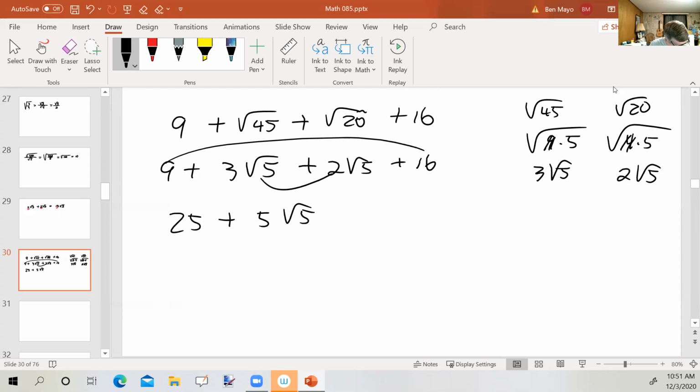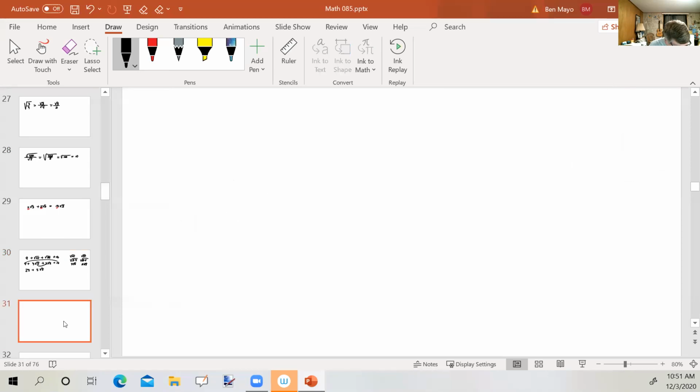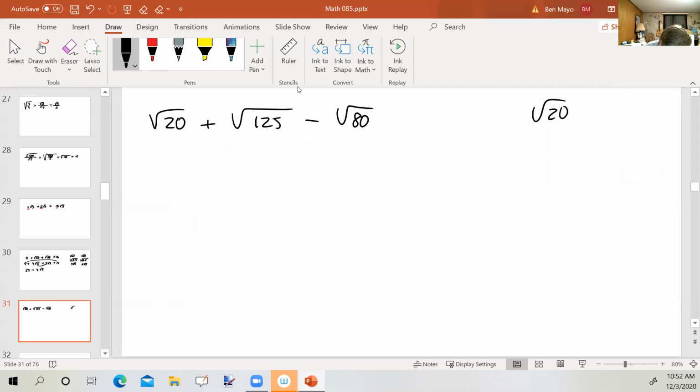Okay, let's see here. One more of those. The square root of 20 plus the square root of 125 minus the square root of 80. So we just did the square root of 20 a little bit ago, 4 times 5, so that's 2 square roots of 5.